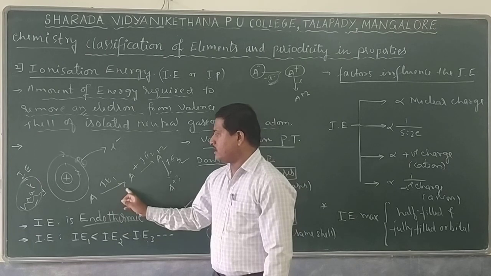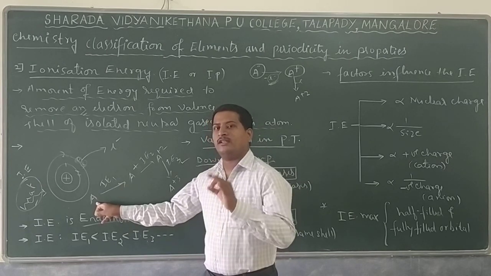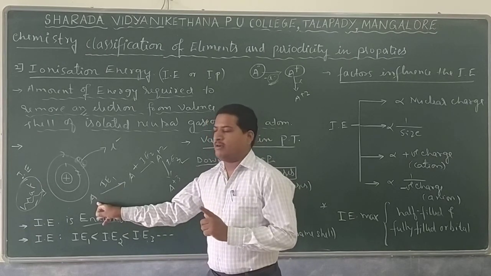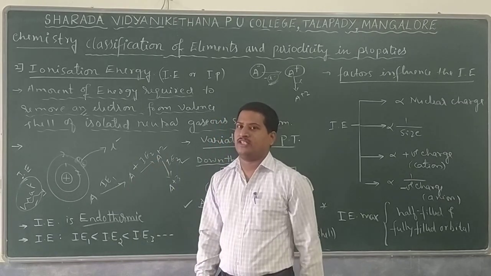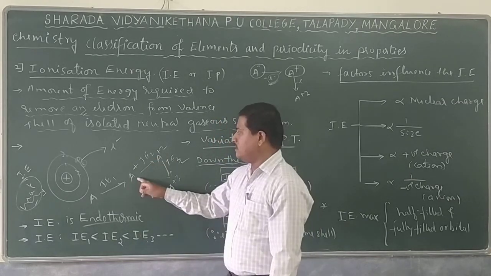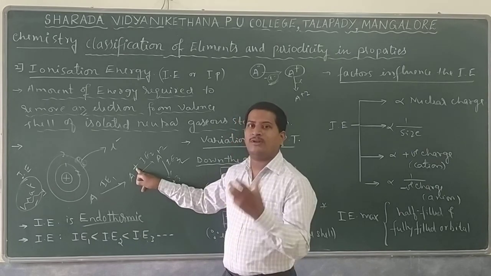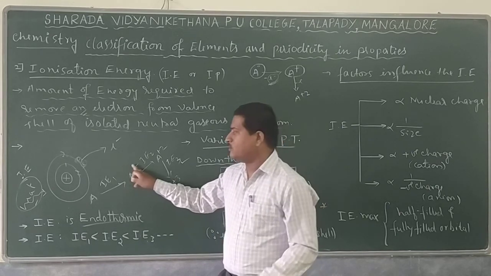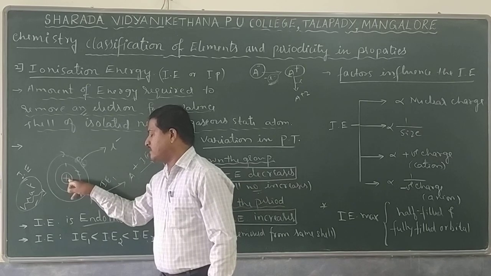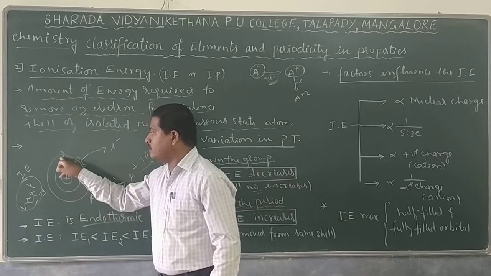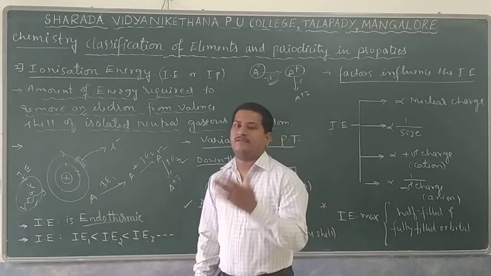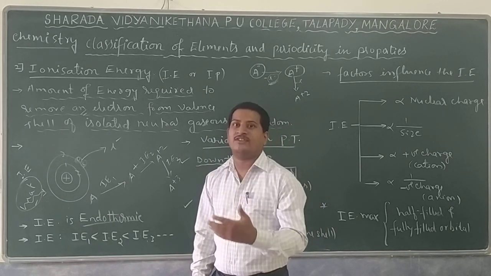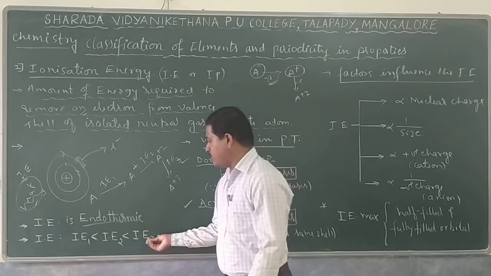So removal of an electron from an isolated neutral gaseous atom needs less energy, but to remove an electron from a charged species, a cation, needs more energy. Why? Because in a cation the nuclear charge is more, and the nucleus strongly holds the remaining electrons present in that atom. As a result, it is difficult to remove, and if it is removed, more energy is needed. So this is a point to be noted.